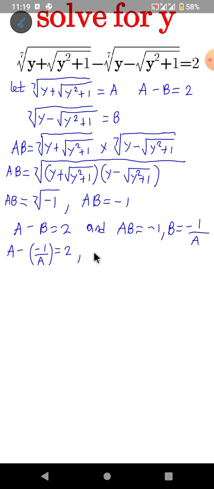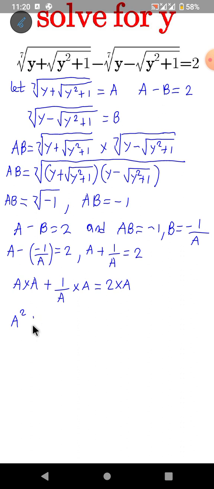Then we continue. Minus times minus will give us plus, so here will become a plus 1 over a equal to 2. Then from here I'm going to multiply everything by a, to remove this fraction. So here will become a multiplied by a, plus 1 over a multiplied by a, equal to 2 multiplied by a. Now a multiplied by a will give us a squared, then plus 1 over a multiplied by a will give us 1, then 2 multiplied by a will give us 2a.